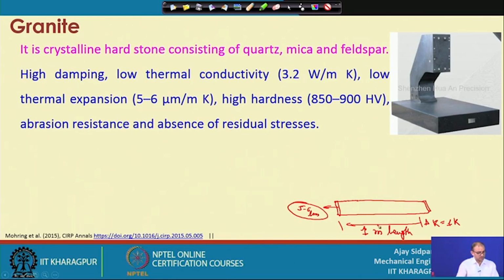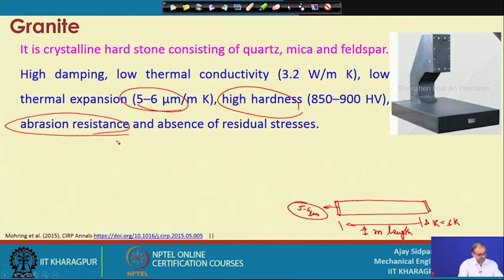So, this is reasonably good for certain components, but when you are talking about micro machining, where sometimes your depth of cut itself is 5 to 6 micron, at that time it may create some problem at the later stage. High hardness is one of the parameters by which you can select this for micro machining or some reasonably good macro machine parts. Abrasion resistance is there and absence of residual stresses, because if you make a component from the cast iron or some other steel material, at that time you have to actually machine those components, correct.